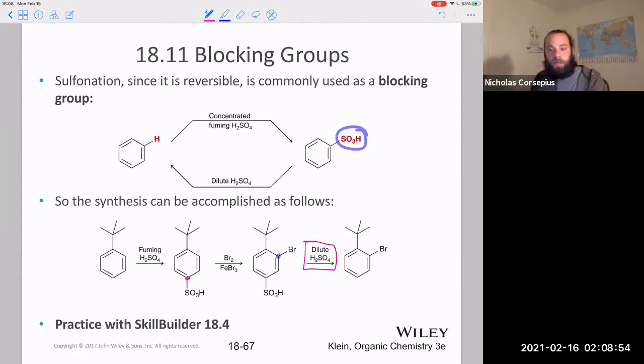Okay, so this blocking group strategy is something that you can do to get a product that would otherwise be sterically unfavored. There's actually another example of when you'll use it, and you'll see that in the discussion that's posted after this.